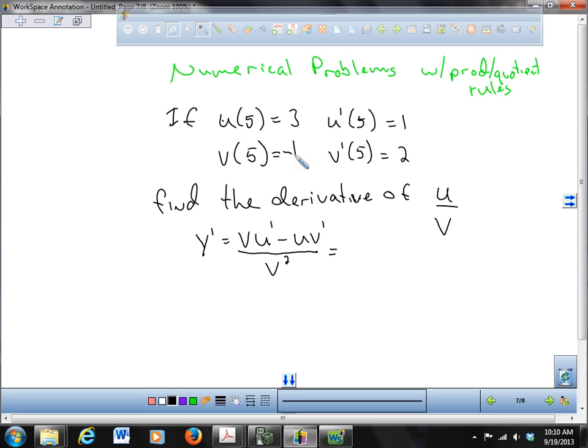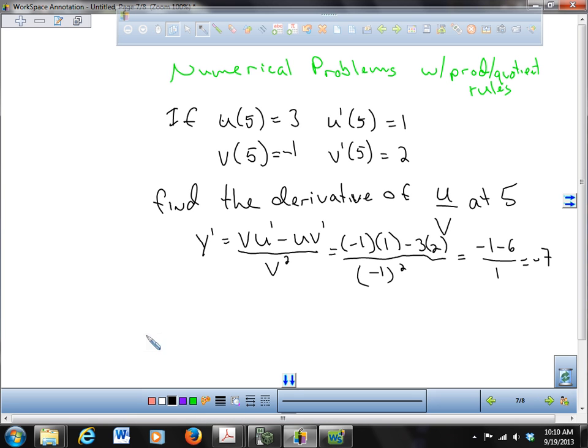So what's v? -1, so you just plug it in here. So -1 times u prime, which they tell you is 1, minus u, which is 3, times v prime, which is 2, over v squared, which is -1 squared. I should have said at 5, because this is the derivative at a specific point. Then I just do the math, which is -1 minus 6 over 1, which is -7, right? -7.